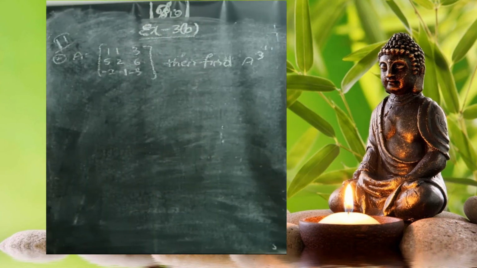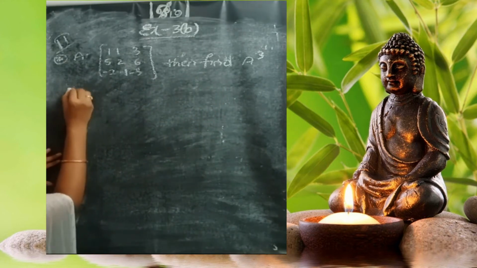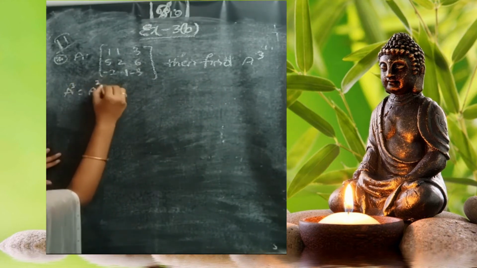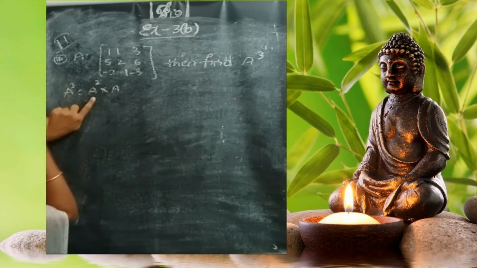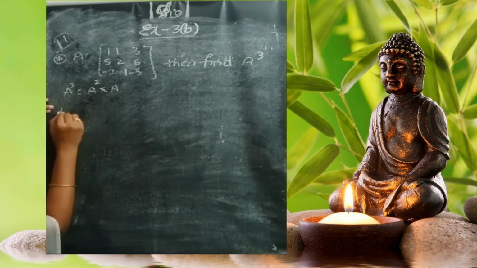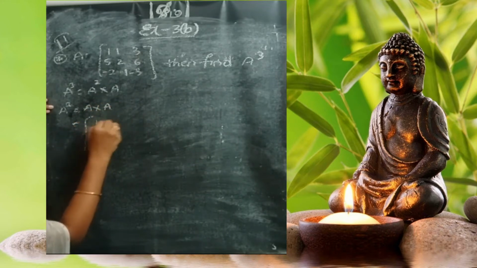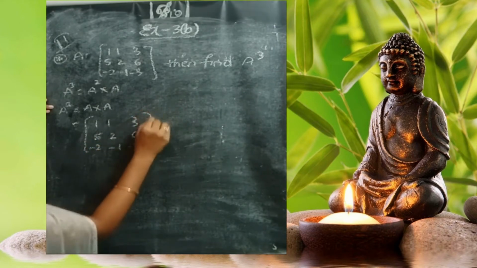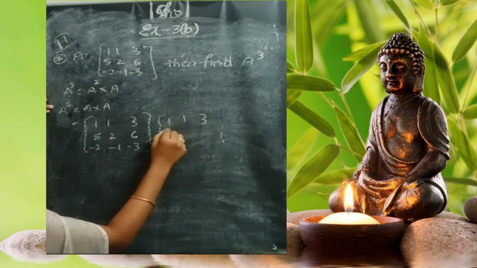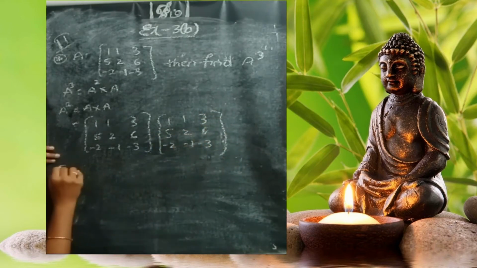Next we will go for another problem. This is another problem here, second one, second Roman. They have given one matrix and asked to find A cube. So first, A cube is A square into A, right? Don't confuse between A power 4 and A cube. First you have to find A square. A square is A into A. First do A into A.